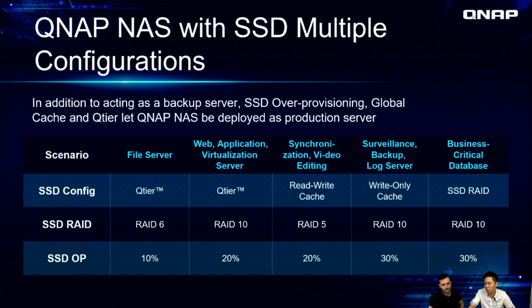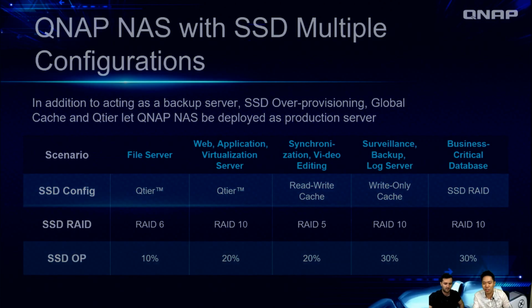But if we go to a more real-time and write-intensive application, for example surveillance, or even a backup server or log server, we can use write-only cache. It has a real-time, actually 24/7 requirement. For example, an IoT server, where you need to collect so many logs from so many IoT devices. We suggest you use write-only cache with RAID 10 with 30% of over-provisioning. So here is a table showing the best SSD configuration depending on the scenario.